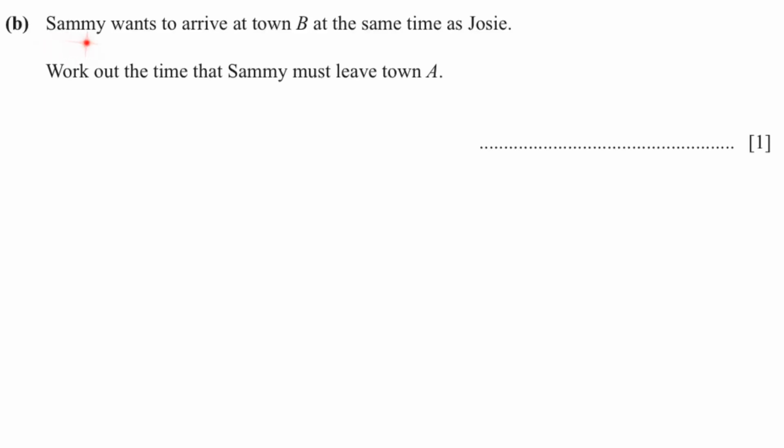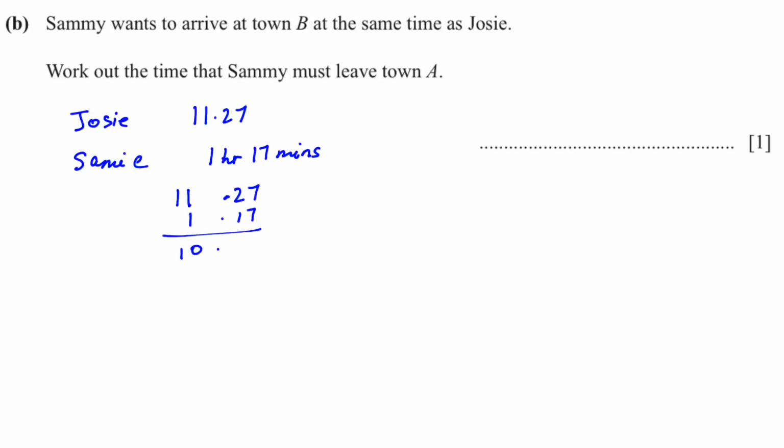In B, Sammy wants to arrive at town B at the same time as Josie. Work out the time that Sammy must leave town A. In the previous question, we solved that Josie arrives at 11:27 and Sammy is going to take 1 hour 17 minutes. So we have to subtract 1 hour 17 minutes from 11:27. If this is 11 o'clock and 27 minutes, so if we subtract 1 hour and 17 minutes, we will get 10 hours 10 minutes. So he has to leave at 10:10.